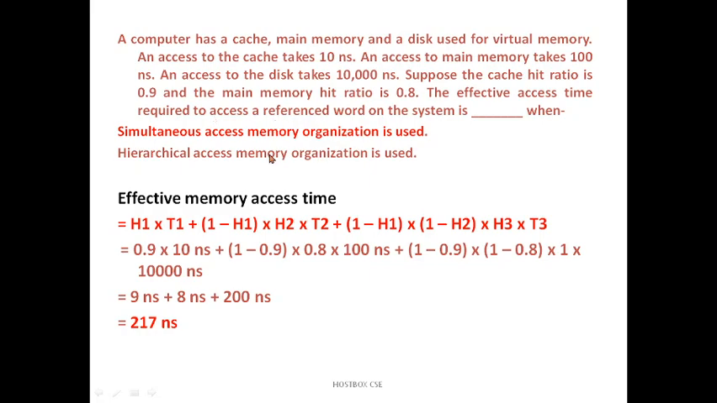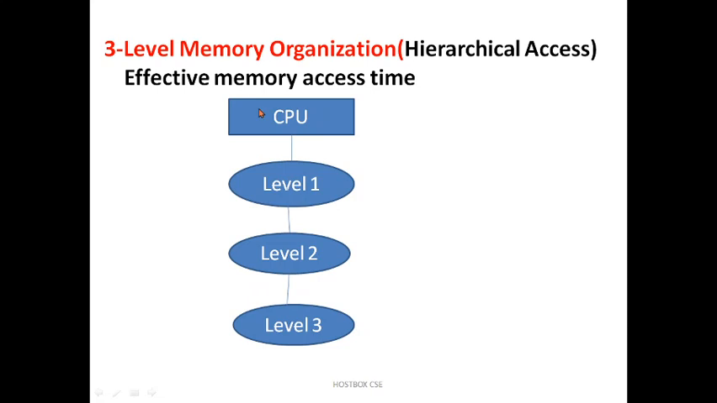Then next, hierarchical access memory organization. So you already know the effective memory access time here. It is just T1 plus T2 and T1 plus T2 plus T3. That is a very small difference. Let's consider the concept here. In the 3-level hierarchical access memory organization, the CPU is hierarchically connected with level 1, level 2, level 3.